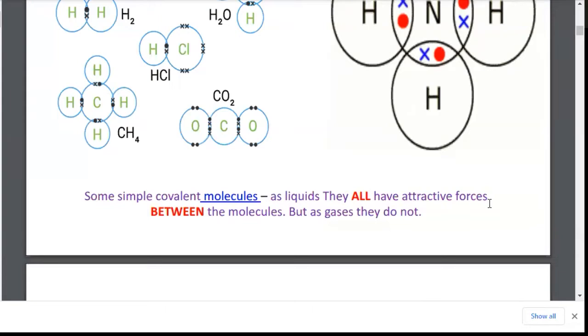As liquids, they all have, this is the key bit, they all have attractive forces.